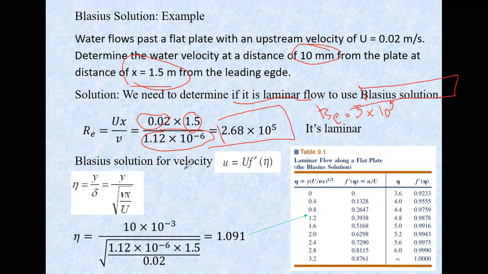So the Blasius solution for the velocity, f'(eta), is equal to u over capital U, and we want to know the velocity at 10 millimeters. So what's the velocity at y equal to 10 millimeters?